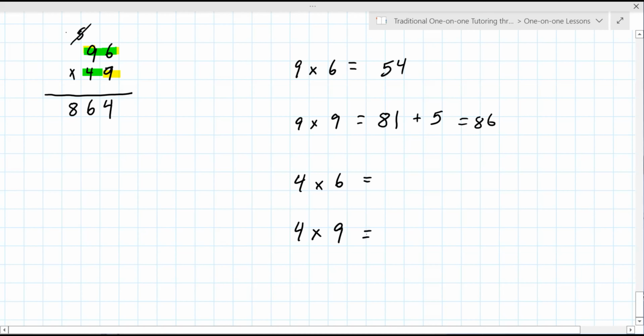Four times 9 is 36. We've got to do them in order. 4 times 6 is 24. So you always put a 0 there, but then you put the 4 with a carry of 2. That 2 comes from the 2 part of the 24.